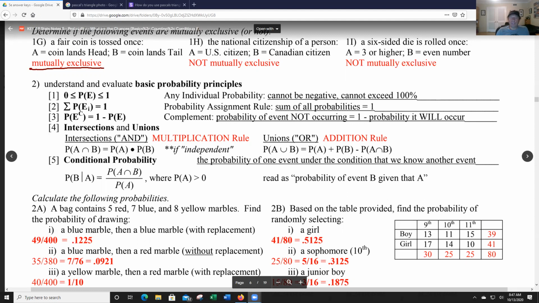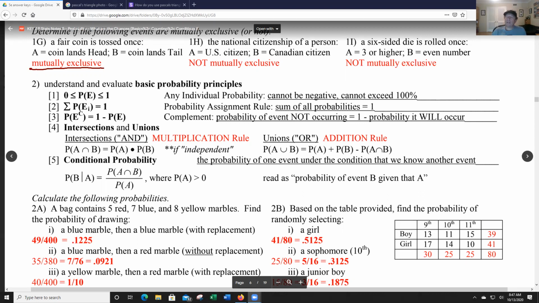Now, for the citizenship of a person, can you be a U.S. citizen and a Canadian citizen? Yes, you can. You can be both. Now, this is weird now. We're gonna say not mutually exclusive. That's a double negative. So not mutually exclusive means it can happen at the same time because you can be a citizen of two countries.